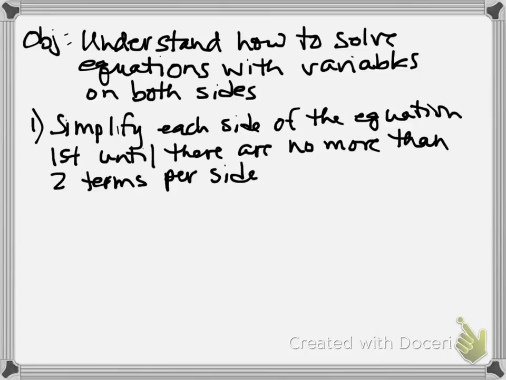There were only 2 terms per side, but the 2 terms were like terms, so we still needed to combine them, so we ended up with only 1 term left, okay? So we need to simplify each side of the equation first until there are no more than 2 terms per side. What are some things that you might see on a side that will require you to simplify it first before you can start moving things across the equal sign? What's one thing, Justin? Parentheses. So we may need to distribute to remove parentheses.